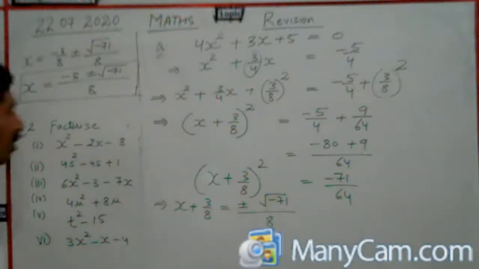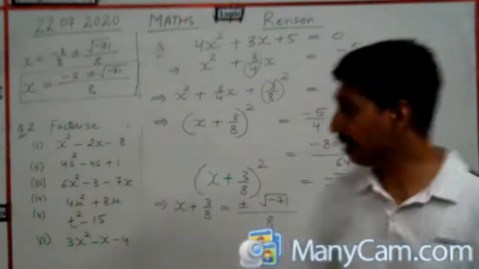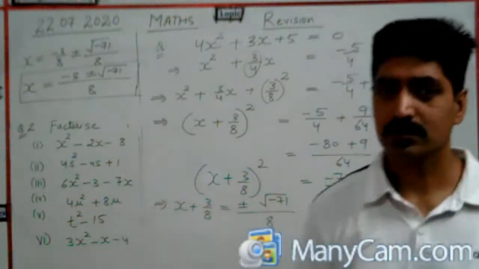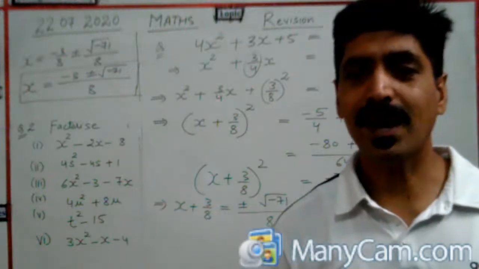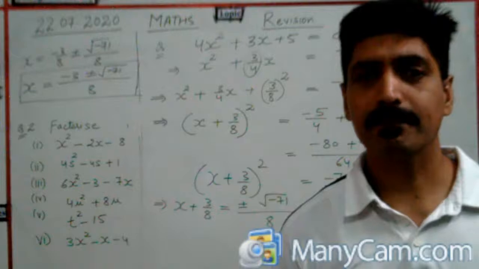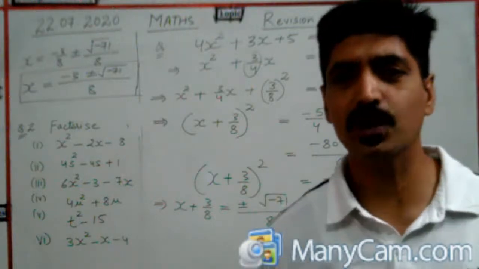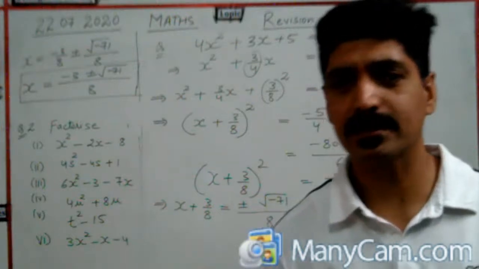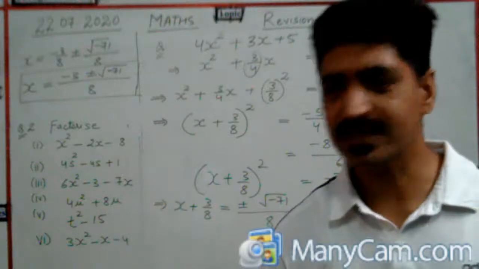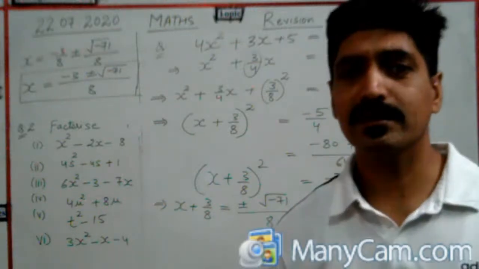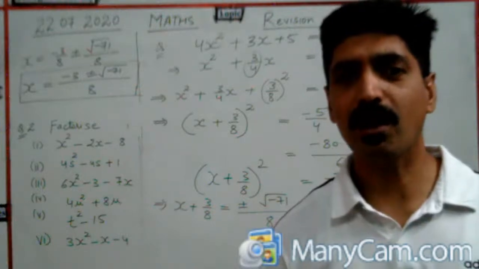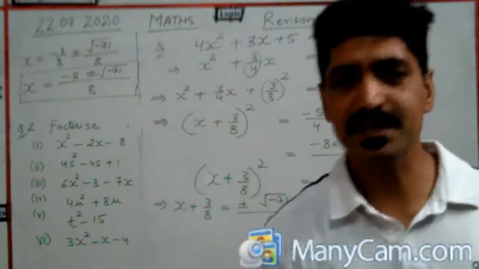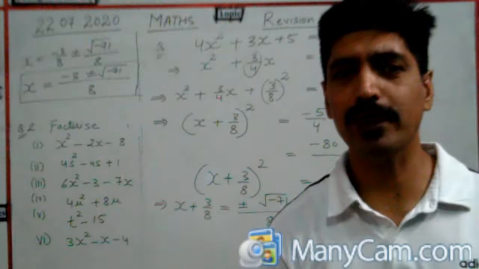But here in your syllabus, in grade 10, we don't have numbers like under root minus 71. So these are the imaginary numbers. You will study these numbers in your higher classes, they will come in your quadratic chapters and all. Regarding nature of roots of quadratic equations, we have three cases, and it depends on the value of the discriminant.